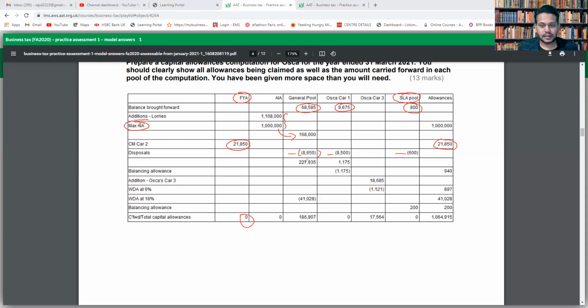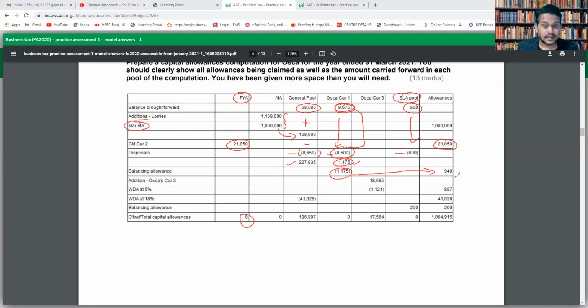After the disposal, you have to find the balance. So if we say this plus this minus this, it will give you this amount. That's the balance. And this minus this will give you the balance of that. And this minus this, 800 minus 600, that will give you the balance of 200. And after you find the balance, as I said, the positive balance is always a balancing allowance. So we can see the opening balance was 9,675 and we sold it for 8,500. So the difference gave me the positive balance 1,175, and we take it out from here and say it is our balancing allowance.